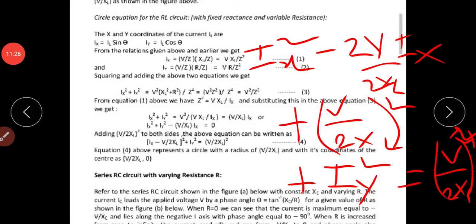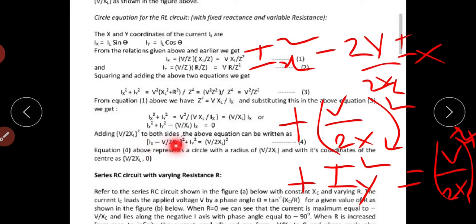Okay, V by 2XL whole square. So this is the circle equation: (x − x1)² + (y − y1)² = r². This is the general circle equation, where the center of the circle is (x1, y1). Circle equation with the center or origin at (x1, y1).